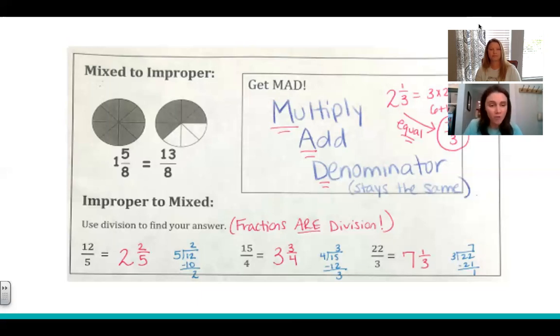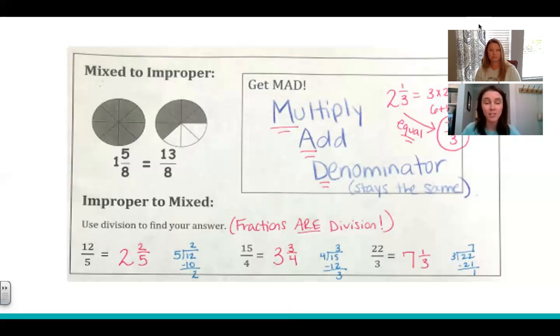So 12 fifths. If you're going opposite, you're dividing. It's just like a division problem, which is pretty simple because we already went over reviewing that before. So the numerator goes inside the house, and your 5, which is the denominator, is the divisor. So when you divide, 5 times 2 is 10. So you can take 2 whole groups out. So 2 times 5 is 10. You subtract, and 2 is left over.